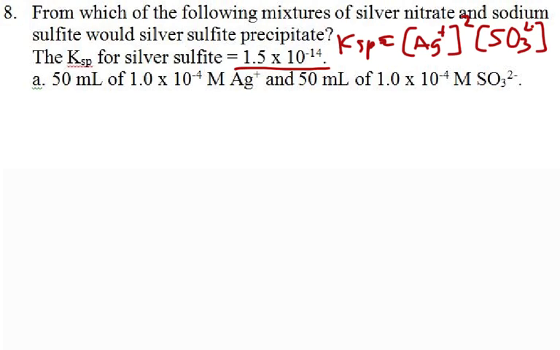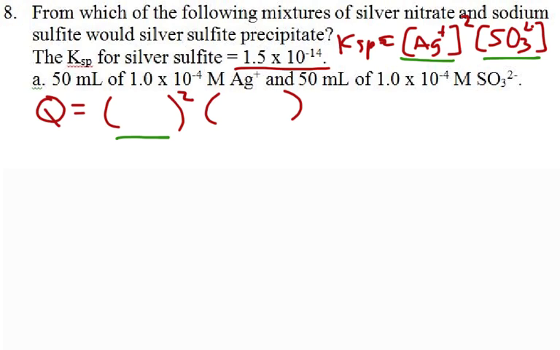So what we're going to do here is go back to an idea we saw before, and that's Q. And for Q, we're just going to take the concentration of our silver ion squared times the concentration of our sulfite ion, and if that comes out to be greater than our KSP, we're trying to put in too many ions, and we get a precipitate. If it's smaller than the KSP, then everything is going to dissolve. So now all we need is the concentration of silver ions and the concentration of sulfite ions from the information. So if we have 50 milliliters of 1 times 10 to the minus 4 molar silver, we do not have 1.0 times 10 to the minus 4 molar silver ions to use in our expression.